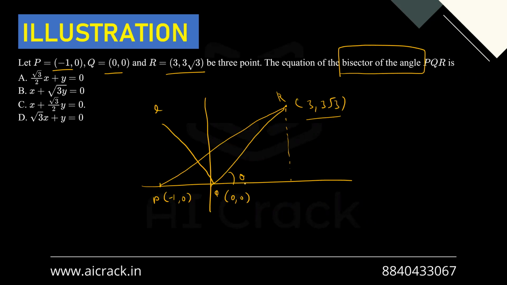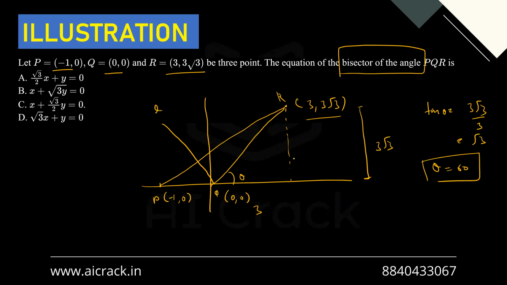So let's say this is angle theta. So this distance is 3 root 3 and this distance is 3. So if I try to find tan theta, that would be 3 root 3 divided by 3. That would be root 3. So basically theta would be 60 degrees. Now theta is 60. So this angle PQR would be 120. And if this is the angle bisector, this angle, let's say this is SQR, that would be 60. So this would again be 60. This is also 60. So this entire angle is 120.